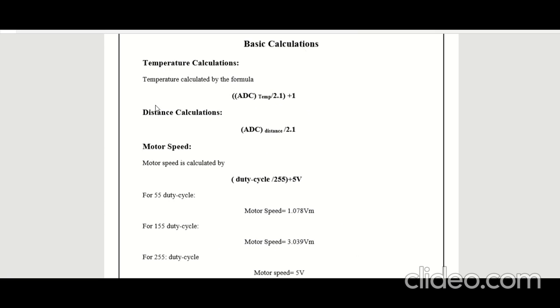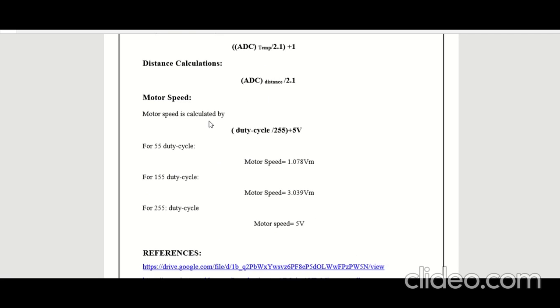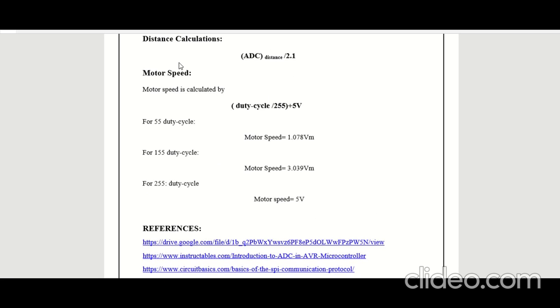Then there will be a distance calculation. The distance calculation will be the same except for this one: there will be no plus 1. And then there will be a duty cycle calculation. Here we will calculate motor speed. Motor speed is calculated by duty cycle divided by 255 times 5 volts. So for 55 duty cycle, 155 duty cycle, and 255 duty cycle, we have calculated the motor speed.